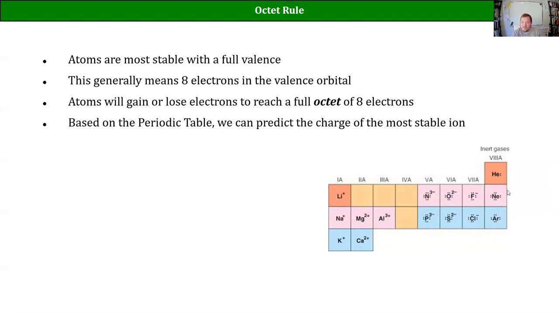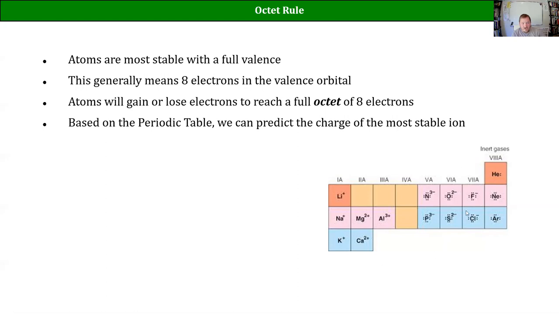So for nonmetals, we're generally looking to gain electrons until you get to the same electron configuration as a noble gas. So if you're in the, what is that? The 15th column, nitrogen. Nitrogen is going to try and gain three electrons to have a total of eight valence electrons. So nitrogen is most stable with a charge of negative three. Oxygen is most stable with a charge of negative two.